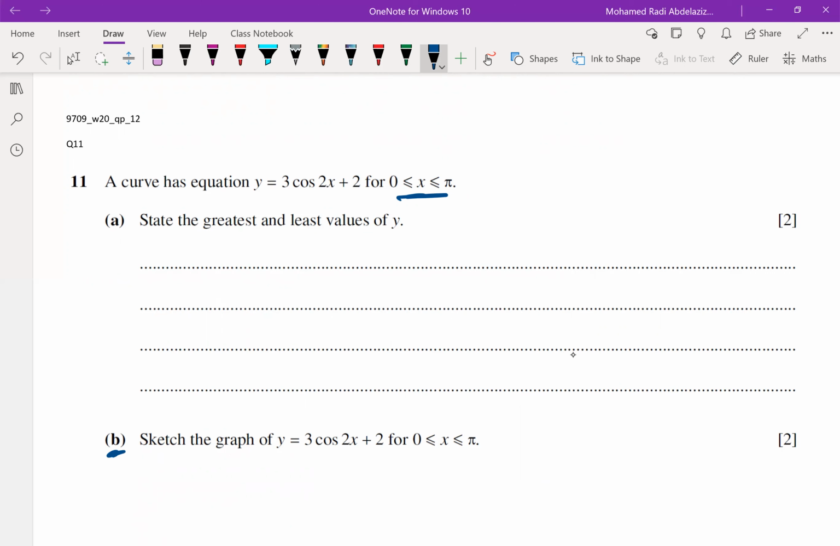See, he switched between part A and part B. For me, I prefer to sketch the graph first to know the minimum and the maximum. But I already explained it algebraically. You can get it mentally by removing cosine 2x. For cosine 2x, the minimum value is -1 and the maximum value is +1. So we can replace cosine 2x with -1. So -3 plus 2 is -1. If we substitute 1, the answer is 5.